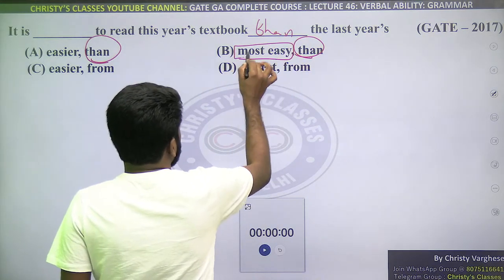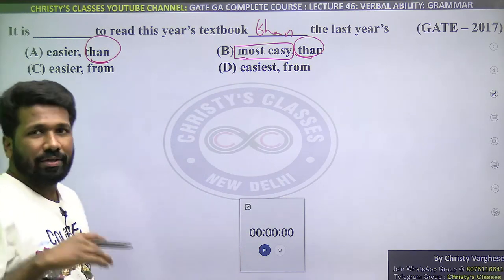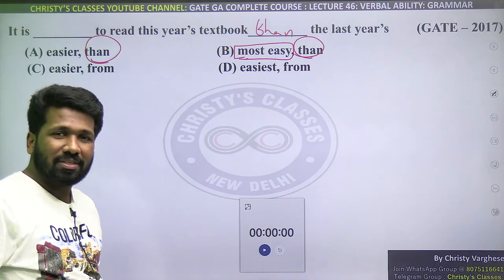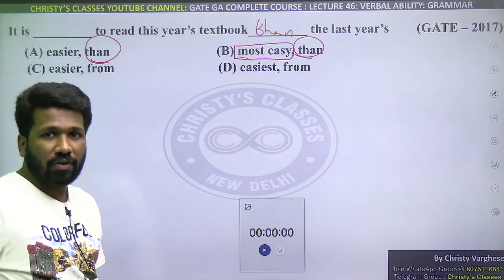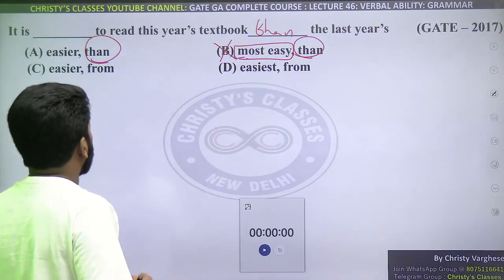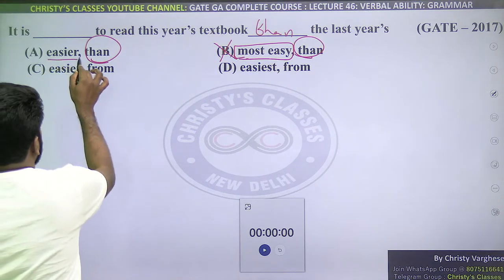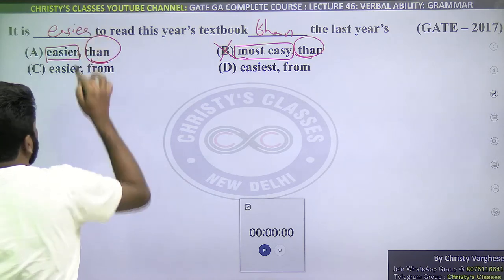Now, most easy is not comparative degree. That is superlative degree. But technically also, the other problem is most easy is not the usage for easy. It is easiest if it is superlative degree. But anyway, superlative degree cannot be used. Comparative degree should be used, so it should be easier, because easy, comparative degree, is easier.